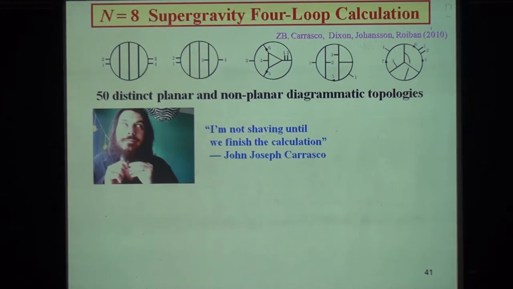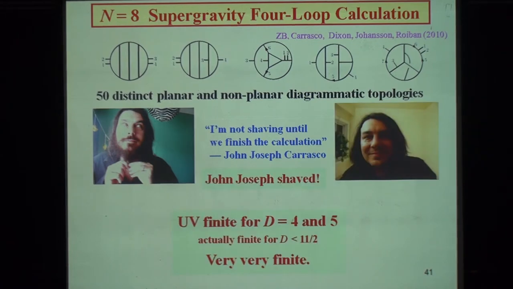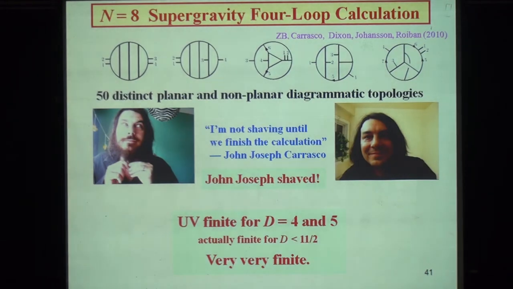Okay. So my student at the time, John Joseph Carrasco, he was a student, so he wasn't very experienced. So he actually said, "I am not shaving until we finish the calculation." And there he is. This is shortly before we finished. So what is that? 8 months. So it took about 8 months. And this is the photograph shortly after. Now you may notice here he's looking a little stressed out, but he's looking nice and mellow.